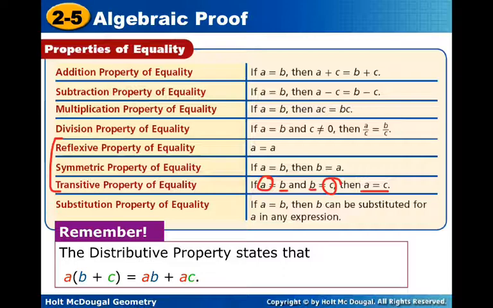In substitution, when two things are equal to each other, then you can plug in one for the other one. And then the distributive property is just, distribute.